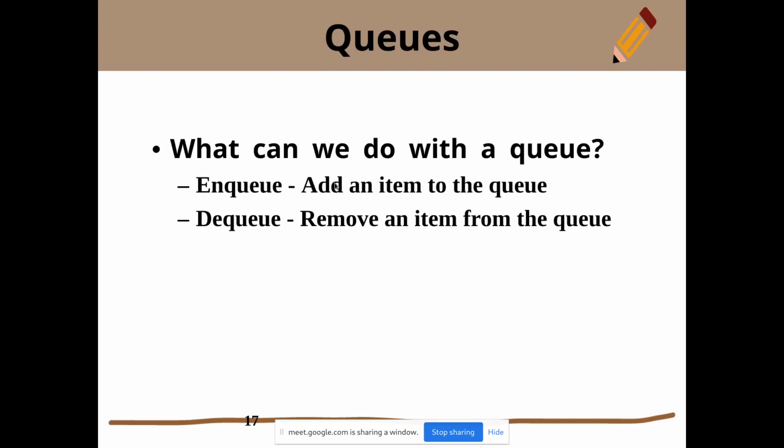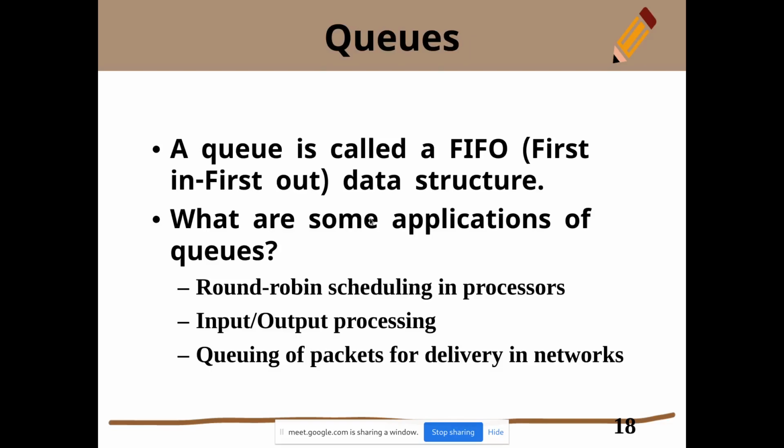So the two main operations that we do on a queue are enqueue, where we insert from the back side, and dequeue, where we remove from the front side. These are the two functions, or operations, that we can do on a queue. Okay.